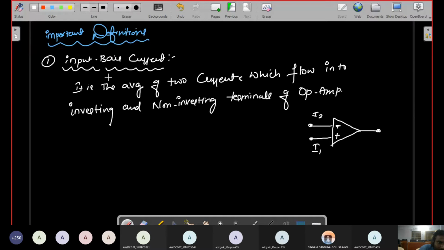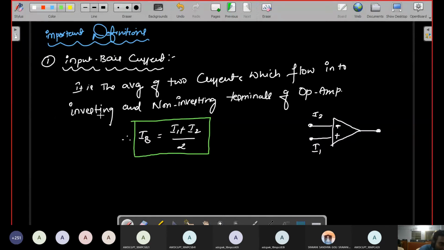Then the input bias current is nothing but the average of these two currents. So the bias current IB is equal to the average of the currents of the two terminals, that is, IB = (I1 + I2) / 2. This is the average current formula. This average current between the non-inverting and inverting terminals is called input bias current.